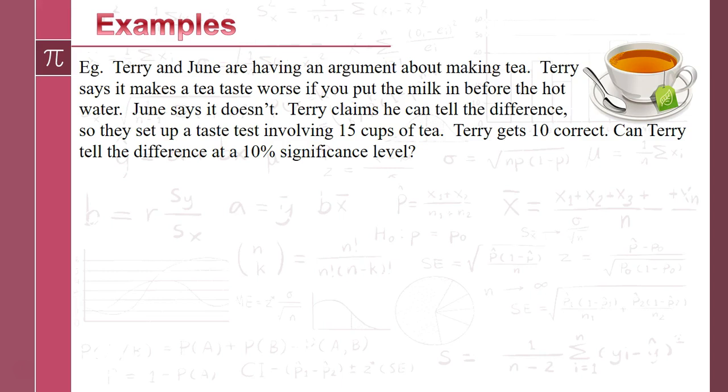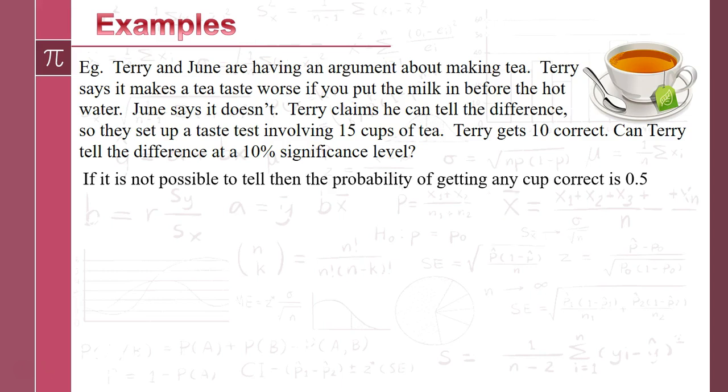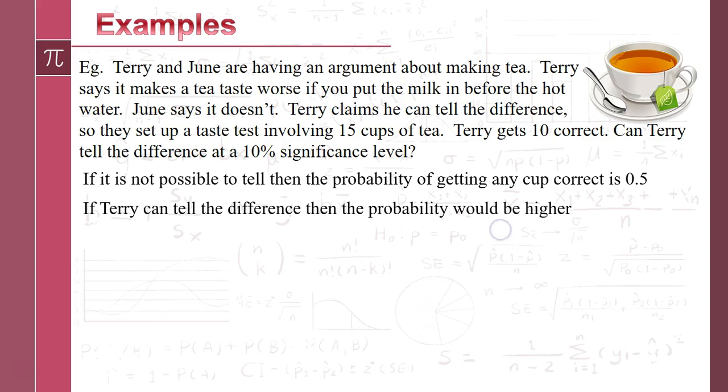So here we go. We've got to set up our hypotheses first of all, then we've got to do the calculation, and then we've got to do comparison against the 10% level. So here we go with the hypothesis. If it's not possible to tell, then you've basically got a random 50-50 chance of getting it right. So straight away we can say our null hypothesis is H0: the probability of getting it right is 0.5, and if Terry can tell the difference, then his probability of getting it right would actually be higher.